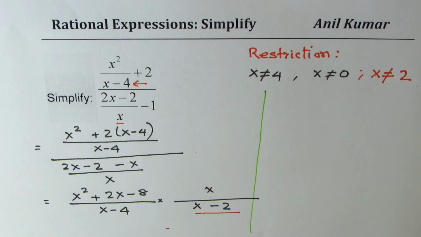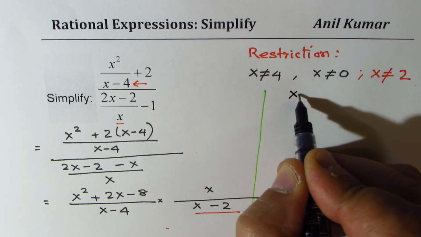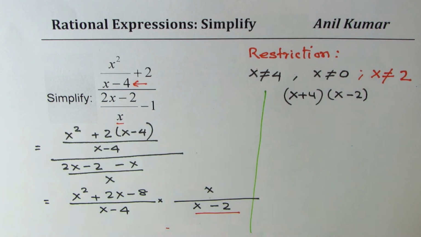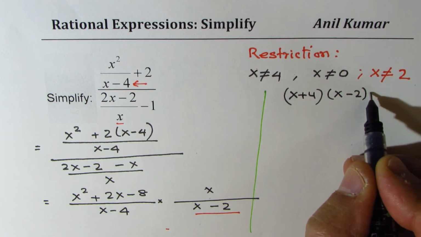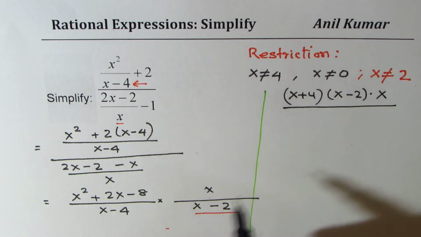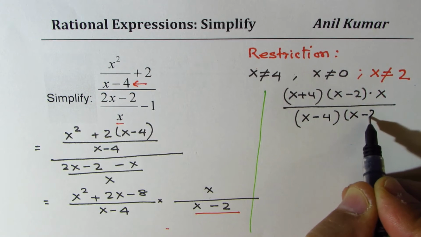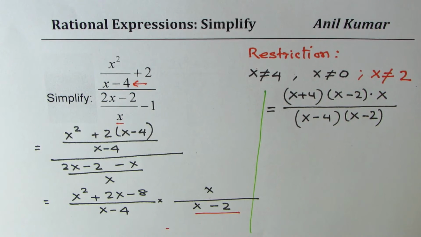Okay, now let's factor this numerator. 4 times 2 is 8. We need positive 2. So I could write this as x plus 4 times x minus 2. That is this numerator, and we already have this x, divided by x minus 4 times x minus 2. This is equivalent. Now at this stage, you could cancel x minus 2 and x minus 2, which are common factors. Correct?